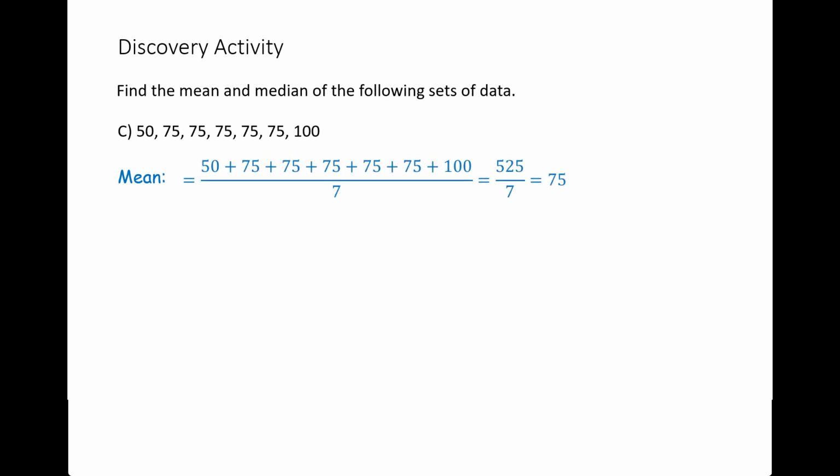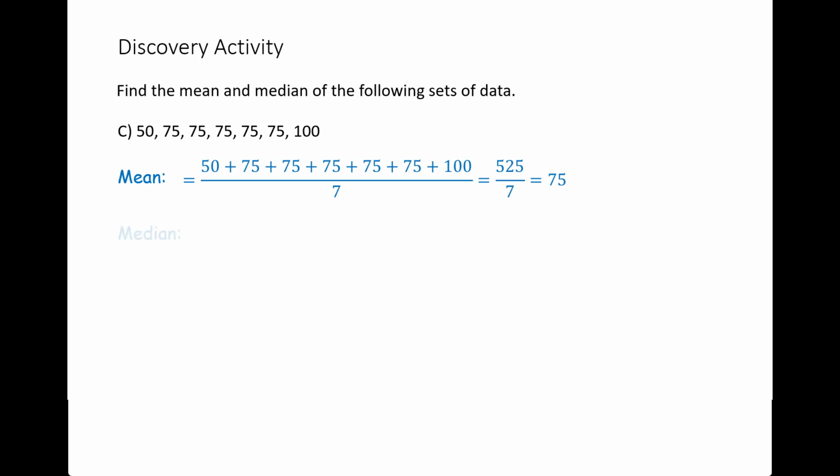Data set that corresponds to C. We have 50, 75, 75, 75, 75, 75, 100. Let's find the mean. The mean is the sum of all the data items divided by the number of items. Let's write that out. So you take each of those data items, add them together, and divide by 7. The sum of the data items is 525. Divide that by 7, the quotient is 75.